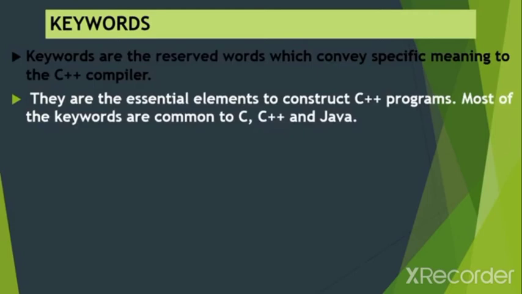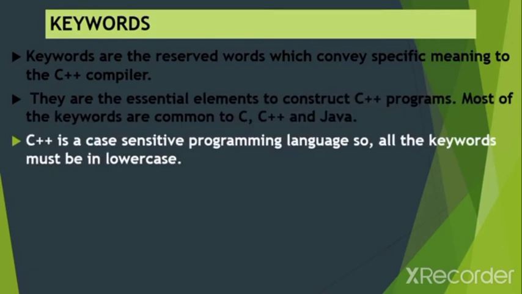Most of the keywords are common to C, C++ and Java. So every programming language has keywords. Most of the keywords are similar to the C programming language and Java programming language also. So C++ is all related to those. C++ is a case-sensitive programming language. So all the keywords must be in lower case. What is a case-sensitive programming language? We have two cases, upper case and lower case. So there is a difference between the upper case and lower case here. So always all the keywords should be in lower case. Everything should be in small letters.